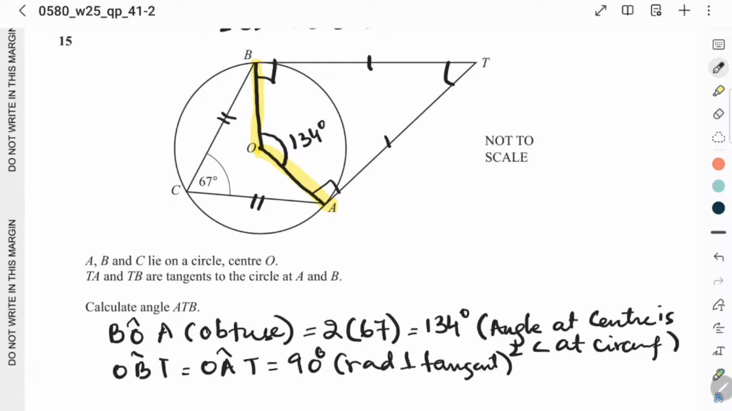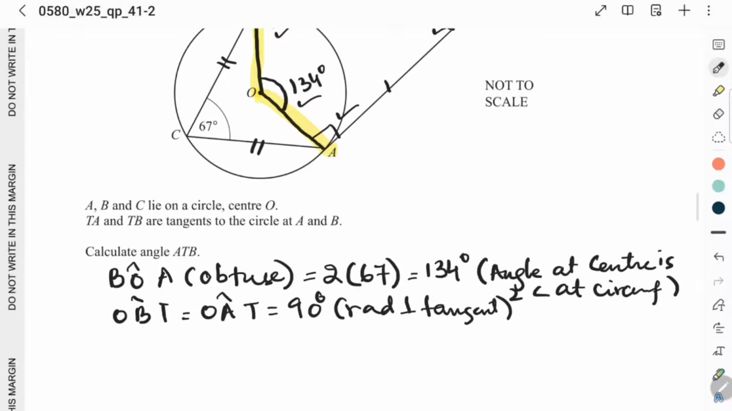Now what do? In this question, after that, we are ready to calculate the required angle, which is angle T. So you know that it's making a kite, which is a quadrilateral, and you know 360 degrees is the sum of interior angles for any quadrilateral. So this is 90, 90, 134, and T, which is the question, makes 360 degrees. So 90 plus 90 plus 134 plus ATB, which is the question, is equal to 360 degrees.